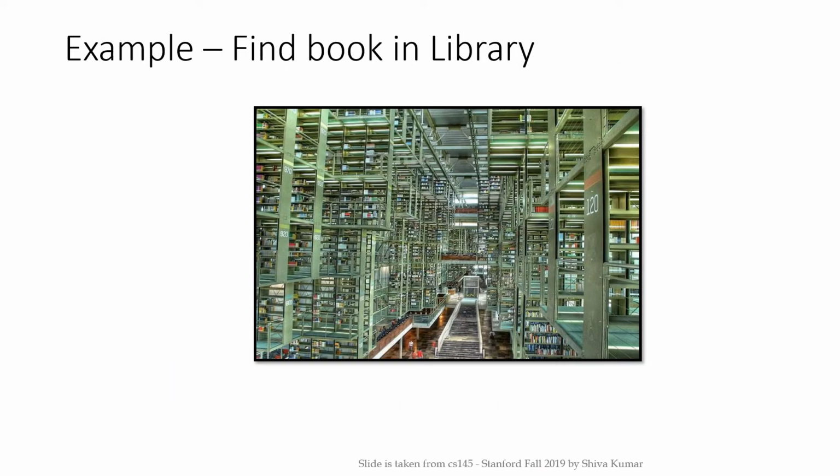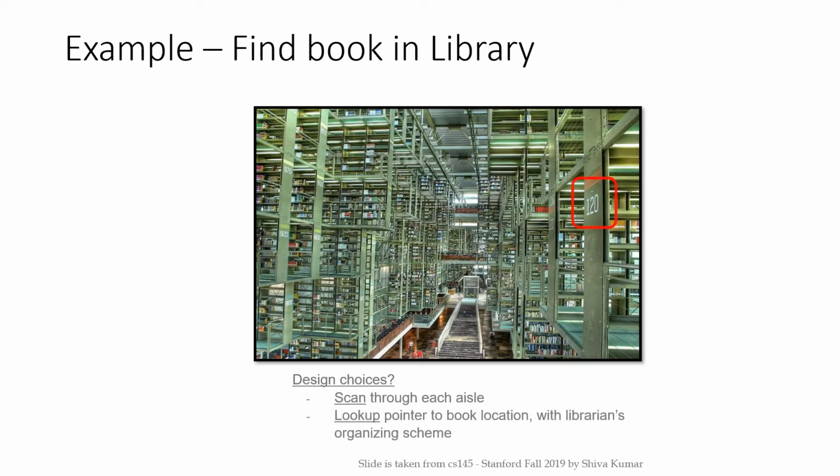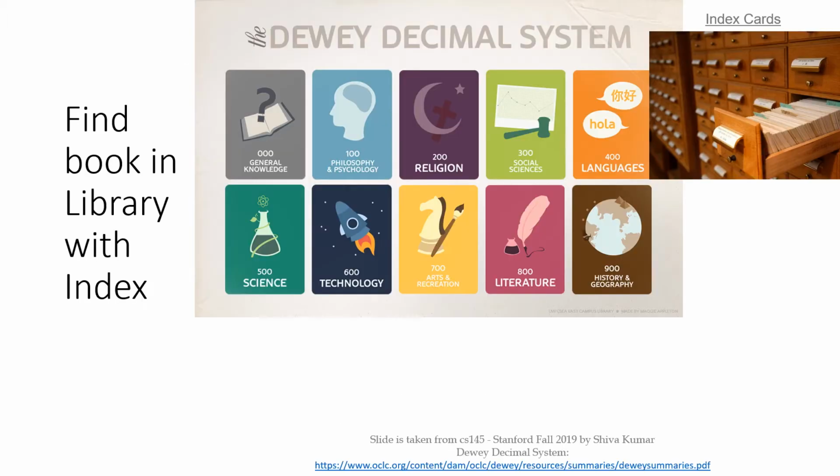Let's go through a simple example to understand an index. This is an image from the Mexico City Public Library. If you want to search for a book, your most obvious design choice will be either to search every aisle or understand the librarians' organizing scheme to get proper direction for your book. Let's have a sample algorithm to find our books in the library with indexes.